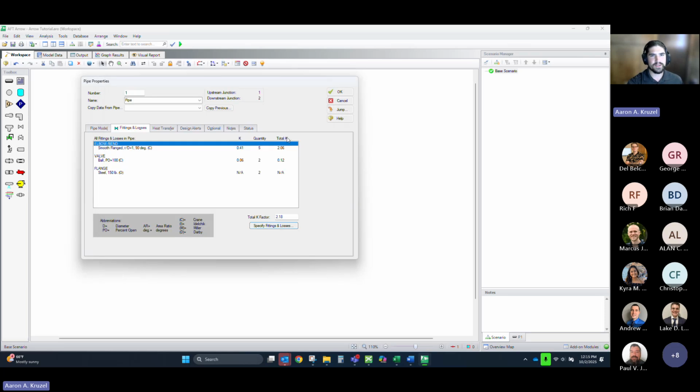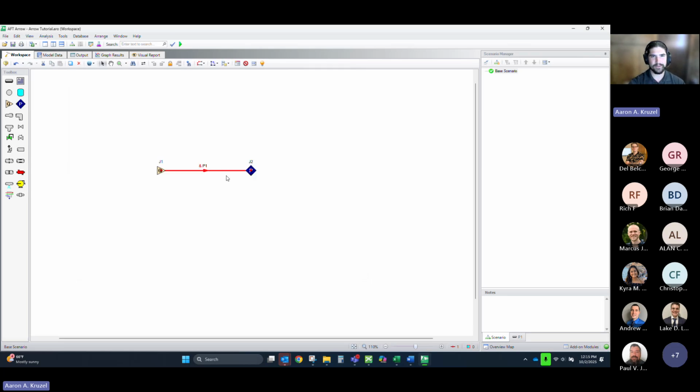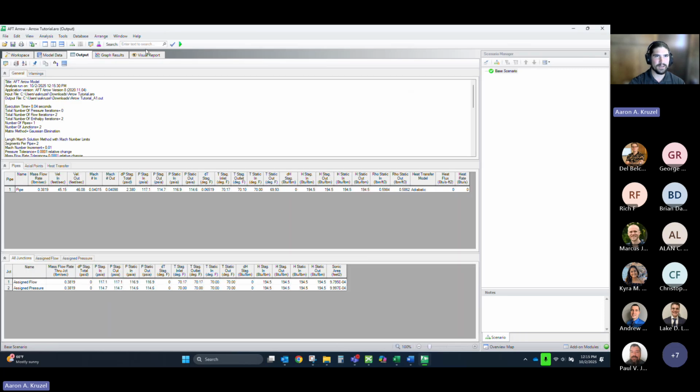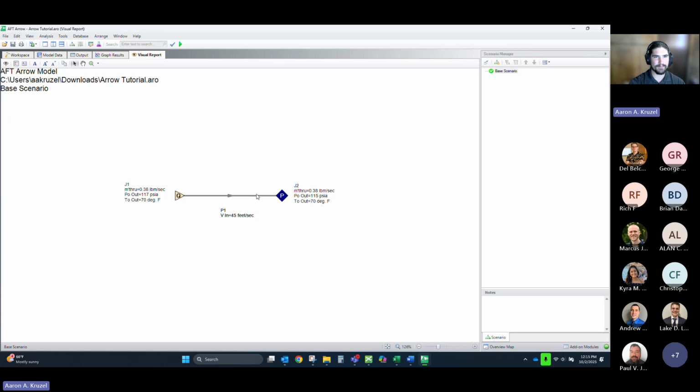Okay, that gives us a total K value for how much loss is going to be coming from these pieces of equipment. This is something that if you're a mechanical engineer, you've probably calculated in your fluid dynamics class at some point, I think way back when. But with Arrow, it's a lot quicker. So we can just real quickly, you saw me add these, and now they are accounted for in this pipe system. So we run it, and there should be a little bit of a pressure drop now.